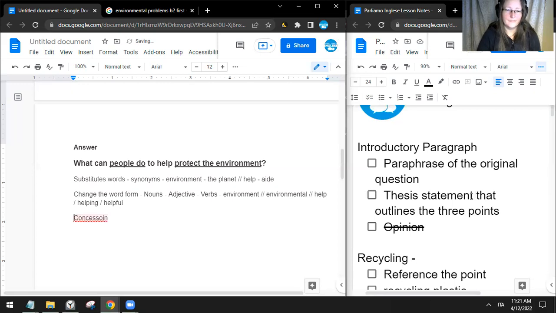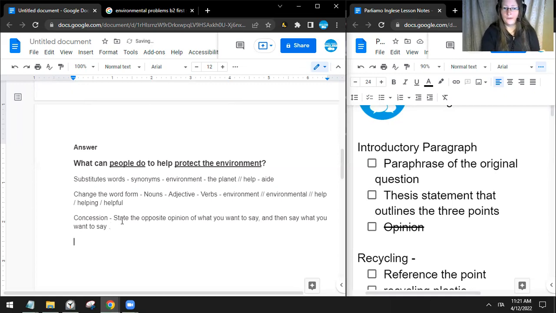Another thing that we can do is called a concession. What a concession basically is, you state the opposite opinion of what you want to say, and then say what you want to say. So it'd be something like, lots of people think there's nothing we can do to save their environment. However, in reality, there's tons of things we can do. So it's essentially like that.